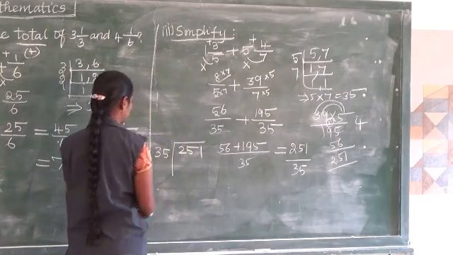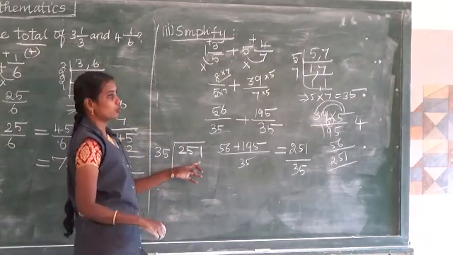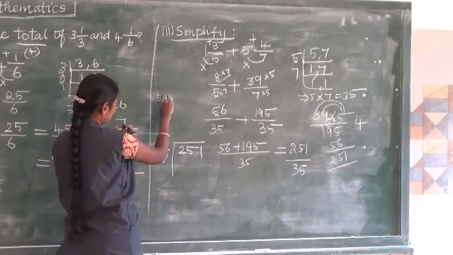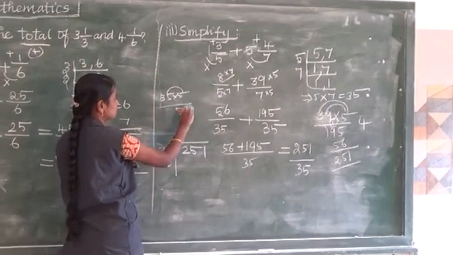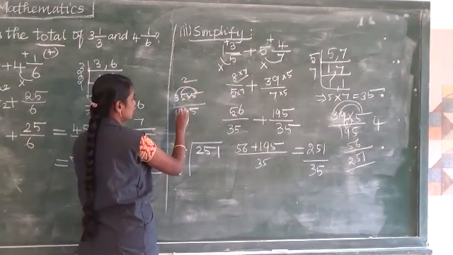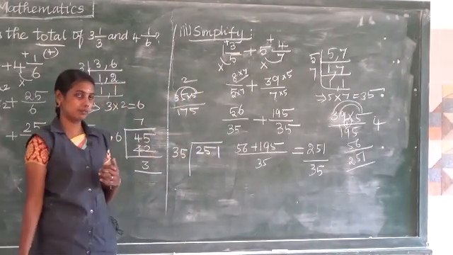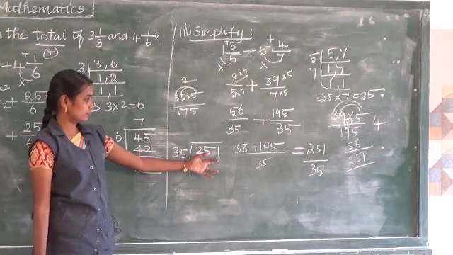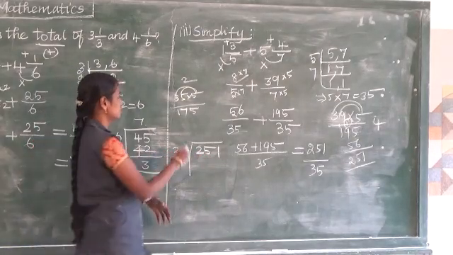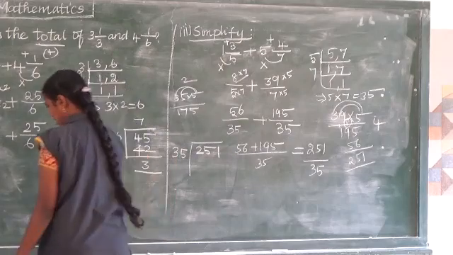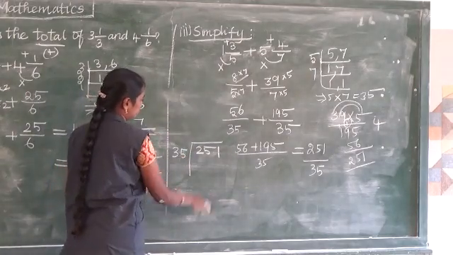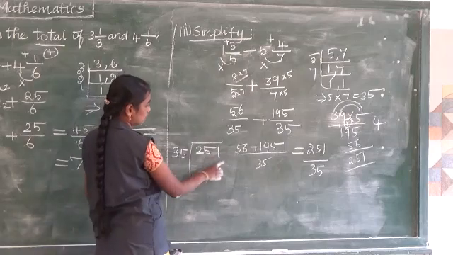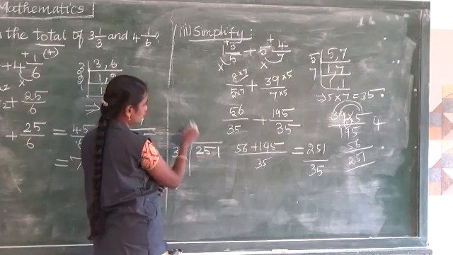35 table we must go. Just we can go orally. 35 into 5, just I multiply and say 175 only it's coming. It seems to be 251. We have to reach there. Multiply by 8 or 7. It should be rounding off to 251.